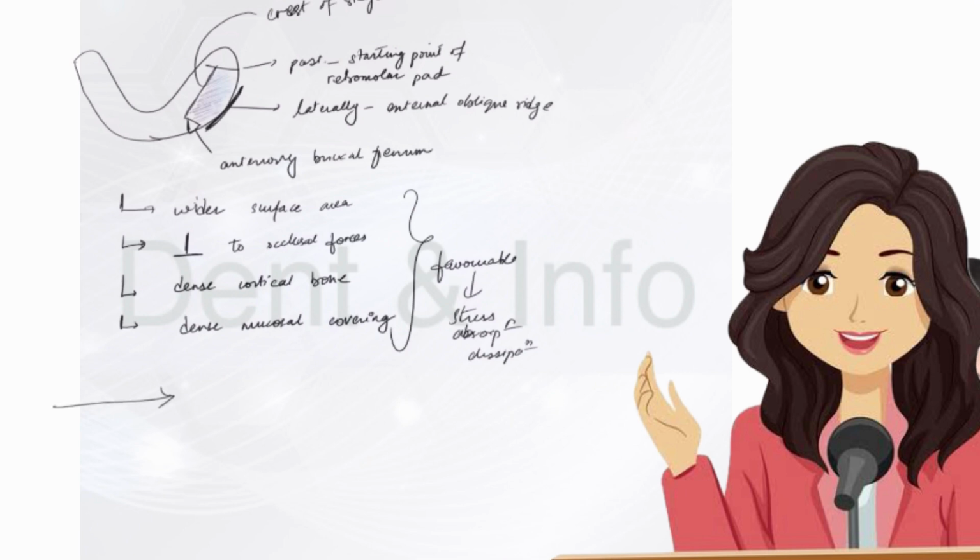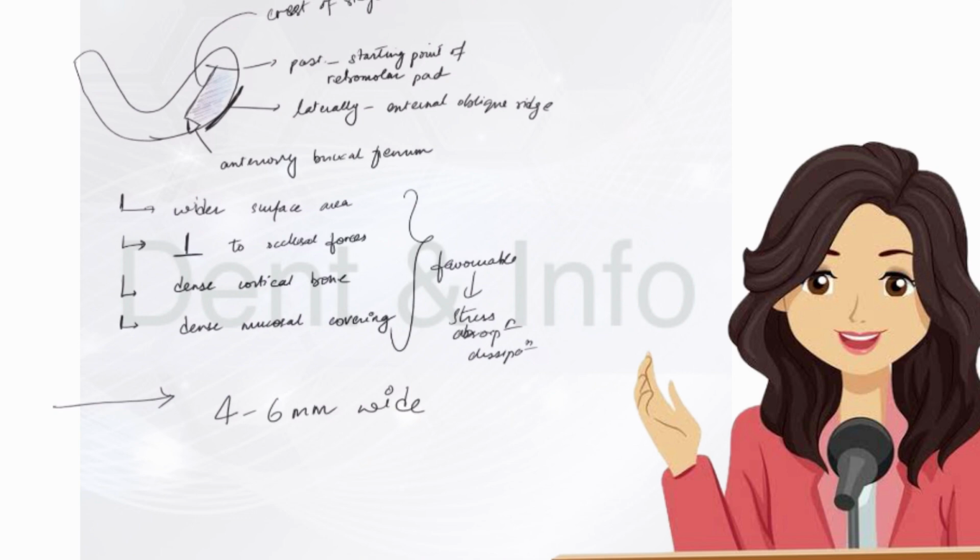On an average, it is usually 4 to 6 millimeters wide. Now, the good part with the buccal shelf area is what? The crest of the ridge that is located medially. When resorption occurs, it becomes flatter, and when it comes down, the area widens. So that is an advantage: the area will widen and become more perpendicular to occlusal force.